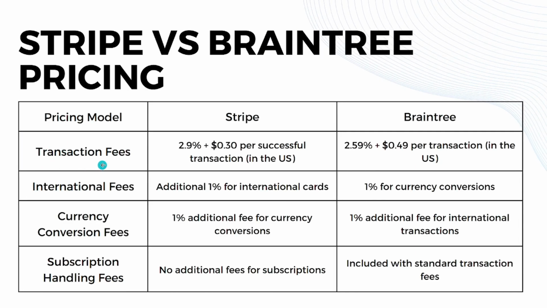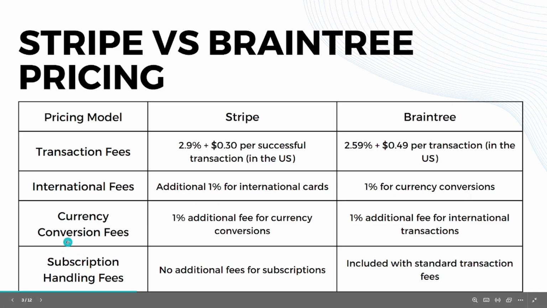When it comes to transaction fees, Stripe offers 2.9% plus $0.30 per successful transaction in the US, while Braintree has almost 2.6% plus $0.50 per transaction in the US also. For international fees, Stripe requires an additional 1% for international cards. Same thing with Braintree, they require 1% for currency conversion.